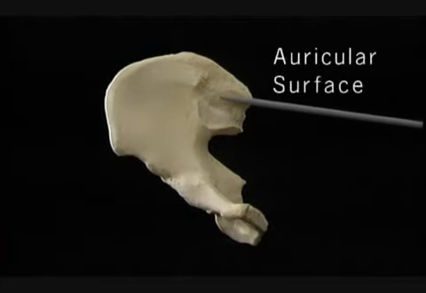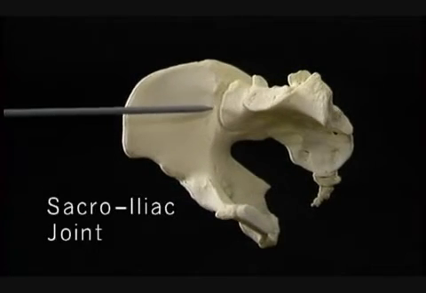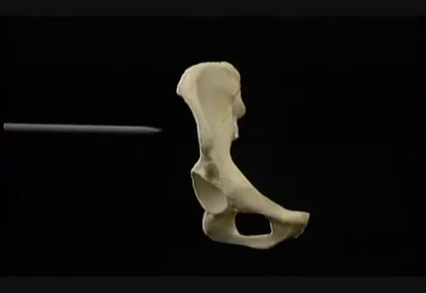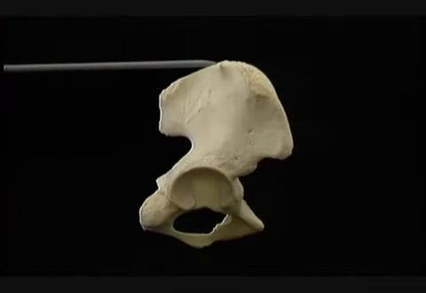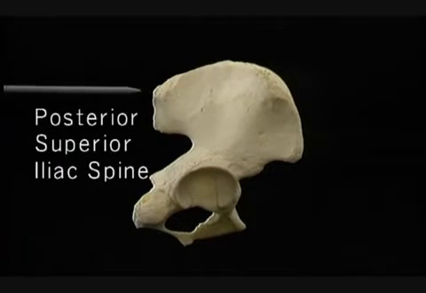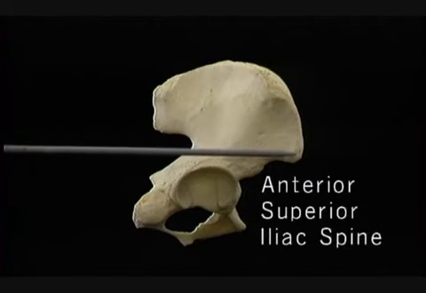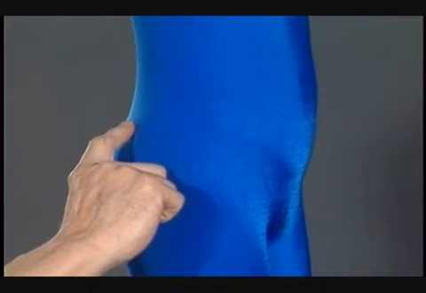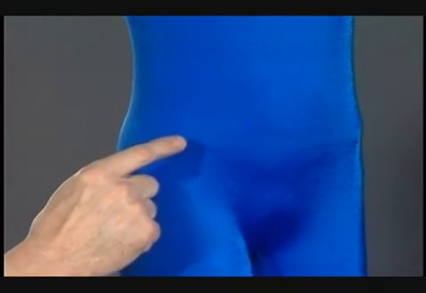This roughened area, the auricular surface, articulates with the sacrum, forming the sacroiliac joint. The broad roughened edge of the ala of the ilium is the iliac crest. The iliac crest ends behind at the posterior superior iliac spine. It ends in front at this important projection, the anterior superior iliac spine. The iliac crest lies close to the surface all the way along its length. The anterior superior iliac spine is here.